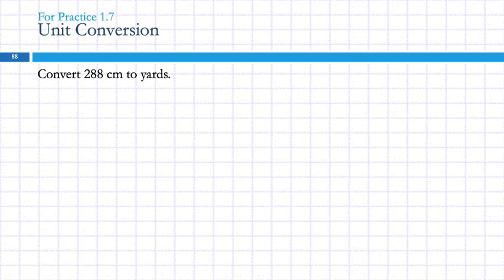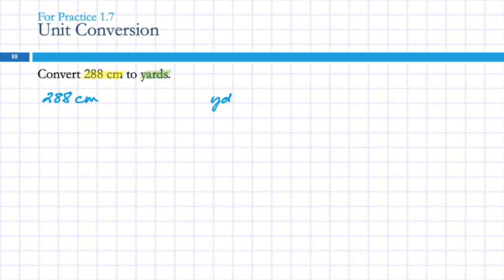So let's do some practice. Convert 288 centimeters to yards. Well, what am I given? I'm given 288 centimeters. And what am I trying to find? Yards. So I'm going to write my plan or my path, 288 centimeters, and I want to convert that to yards. I'm going to write yards over here, because off the top of my head, I don't know how many centimeters are in a yard. Could I look that up? Yeah, I could. But that's not the point.